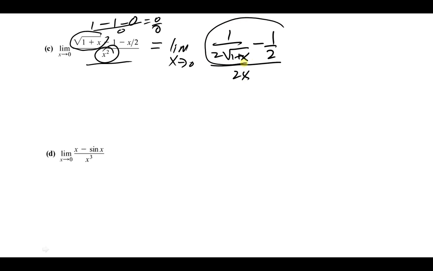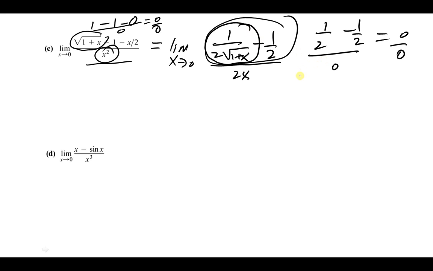Now we need to take the derivative again, because notice if we plug in x equals 0, we get 1/2 minus 1/2 divided by 0 equals 0 over 0. So now we need to try it one more time. We need to take the derivative of 1 over 2 square roots of 1 plus x. I would write that as 1/2 (1 plus x) to the minus 1/2 power. So d/dx of that is minus 1/4 (1 plus x) to the minus 3/2.